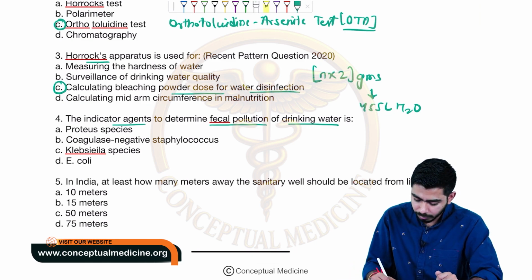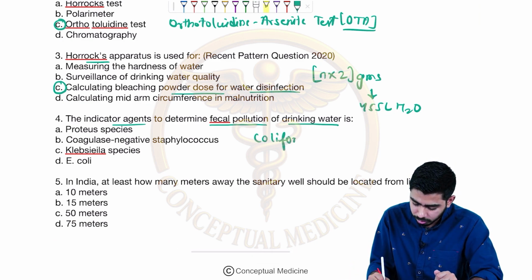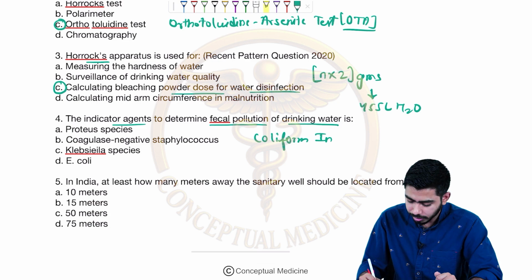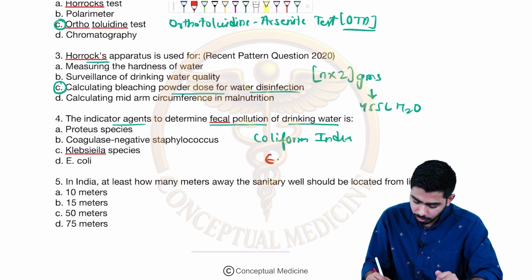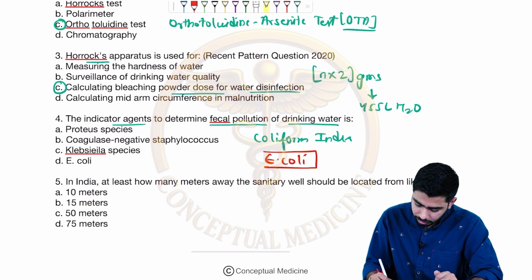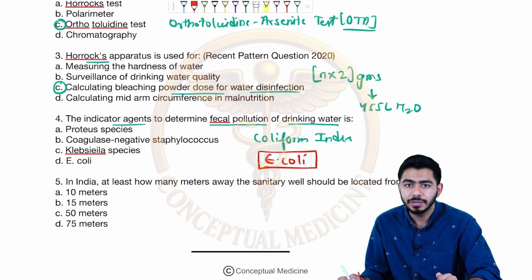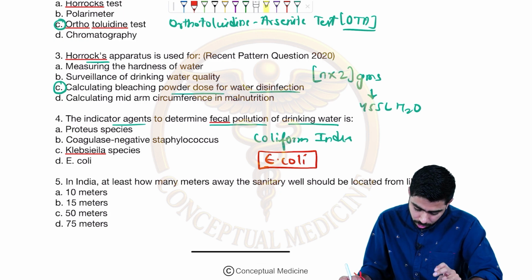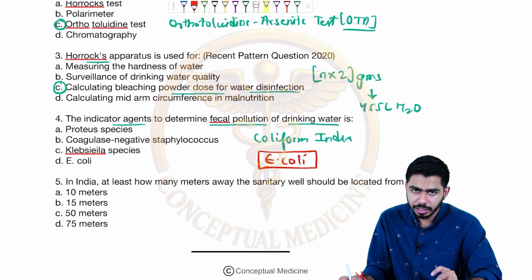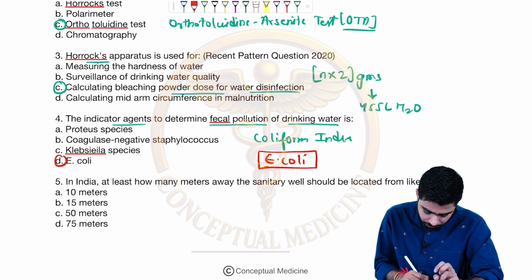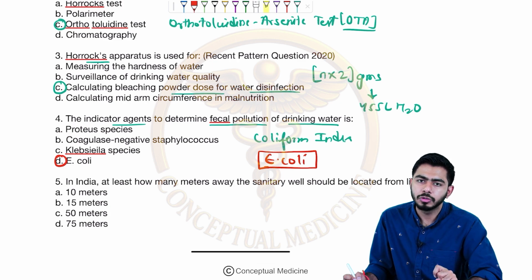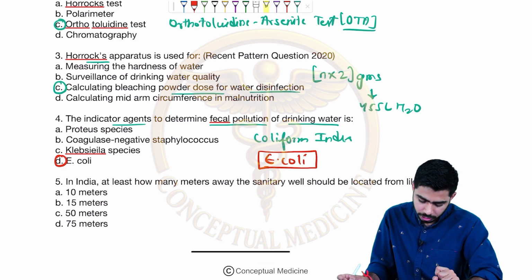Fourth question, guys, again an easy one: the indicator agent to determine the fecal pollution of drinking water. I told you it can be determined by the coliform index, and the main organism we use is E. coli. It is the most sensitive tool for the determination of fecal matter in drinking water. So E. coli would be the answer, right? And I told you it can be calculated with the help of the McCartney chart as well.